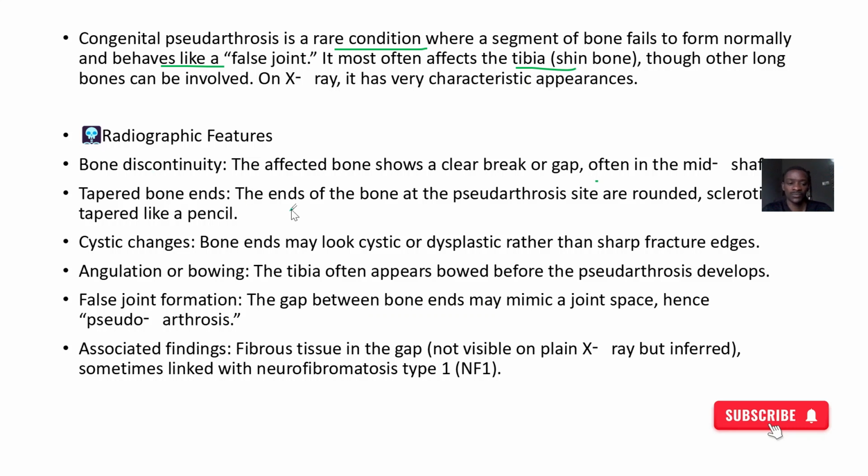Okay. Cystic changes. Angulation or bowing. Okay. False joint formation. That's why they say pseudo. Something pseudo is like, almost like, but not like. Okay. Associated findings, you see fibrosis, where you see all those bones are usually very soft.